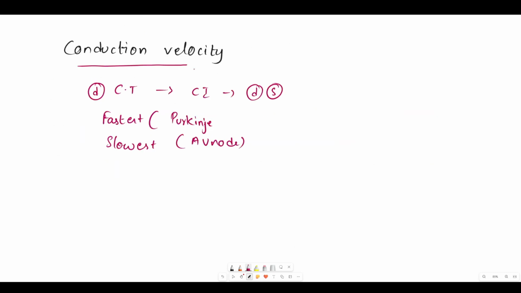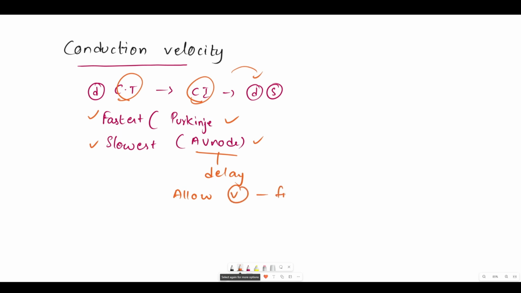Back to the last part of the video, the conduction velocity. Usually there are different cardiac tissues which conduct impulses at different speeds. Some can be fast, some can be slow. The fastest ones are the Purkinje fibers and the slowest ones are the AV node. And the main importance of this AV node delay is that it allows the ventricles to fill with the blood before contraction. So that's the complete electrophysiology of the heart.